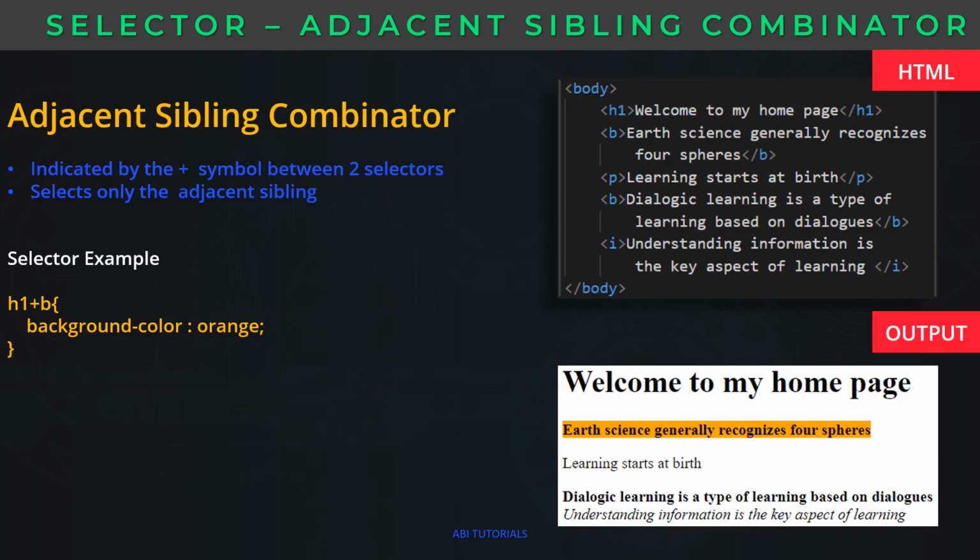The adjacent sibling selector is identified using the plus symbol. It is used to select a sibling element that is right next to another element at the same level. In the example given here, H1 plus P, the selection will be done only on the B element that is right next to the H1 element.